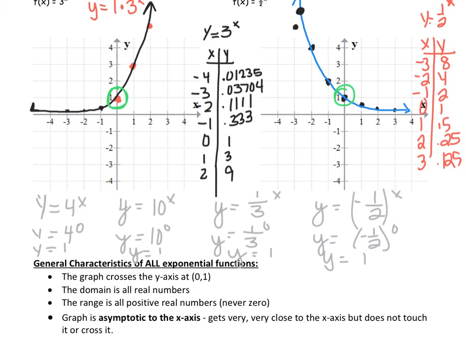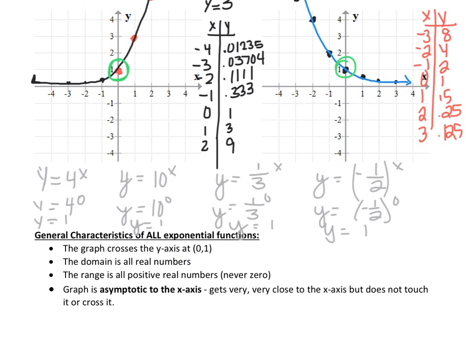How wide is this thing going? It's going wide to the left, wide to the right, wide and wide, so both of them. The range we spoke about is all positive real numbers, never 0, so from here up, right? Never down here, not in these two quadrants. And the graph is asymptotic, or has an asymptote, to the x-axis. It gets very, very close to it, but it never touches it.